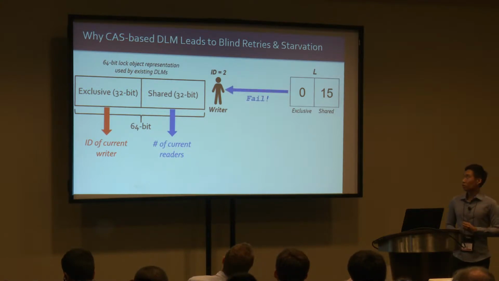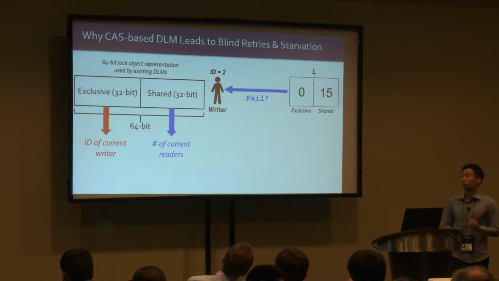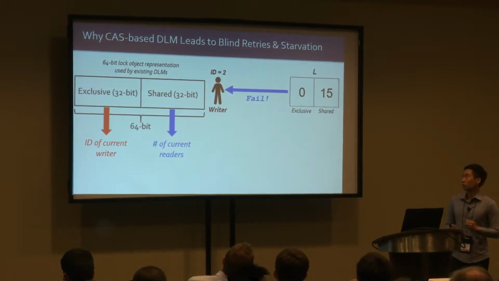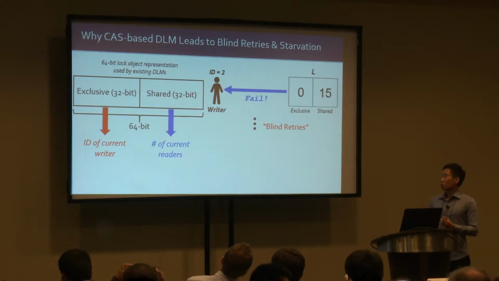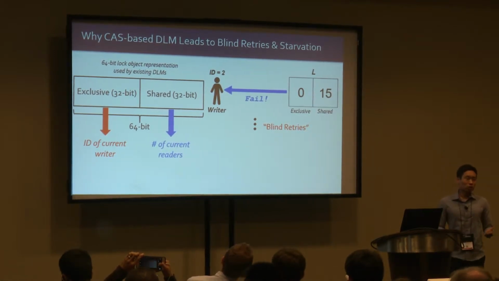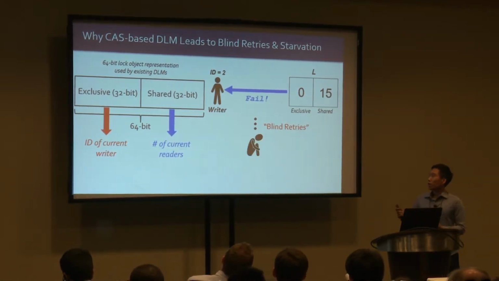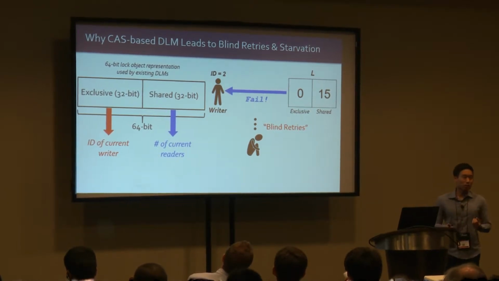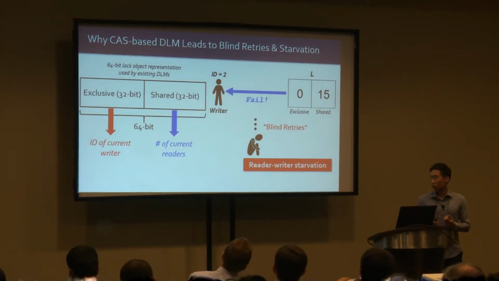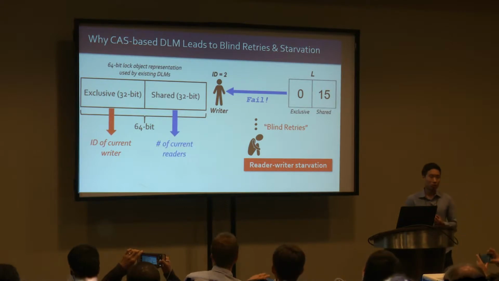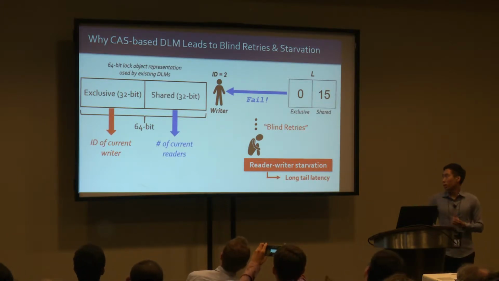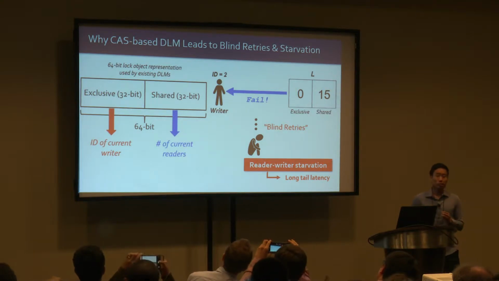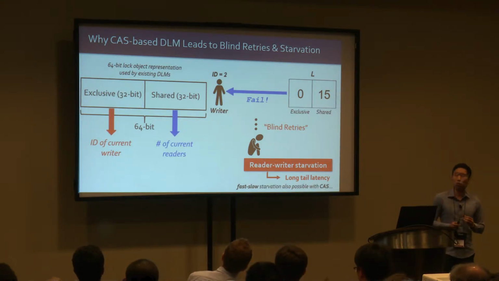But again, this can fail because the number of shared locks in the system can change. It could go up and down. So the writer does these blind retries, wasting CPU and network bandwidth, and at the same time is stopped from getting this resource. We call this situation reader-writer starvation, and it leads to very long tail latency. In the paper, we also talk about another type of starvation, which is fast-slow starvation.